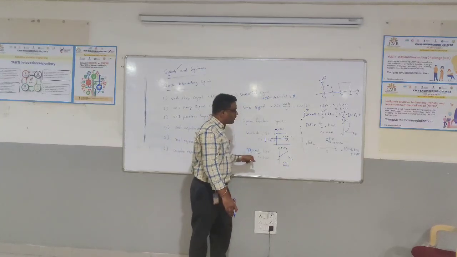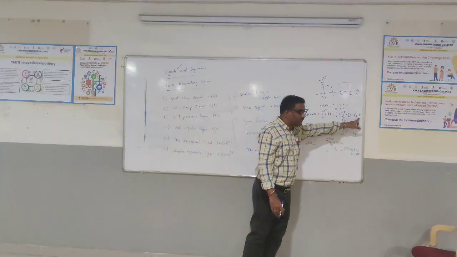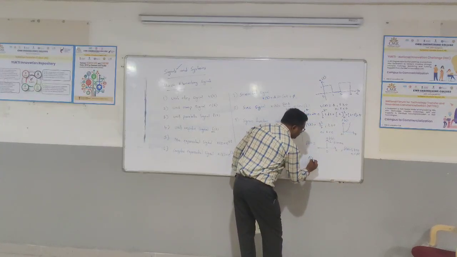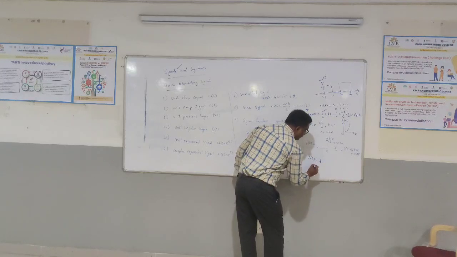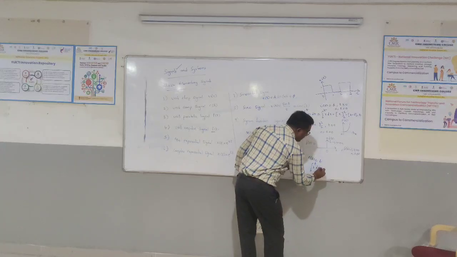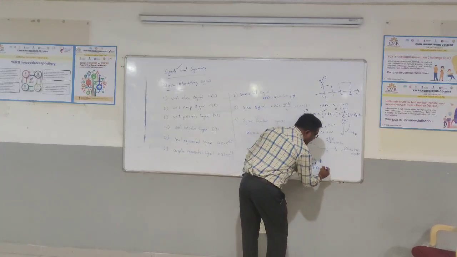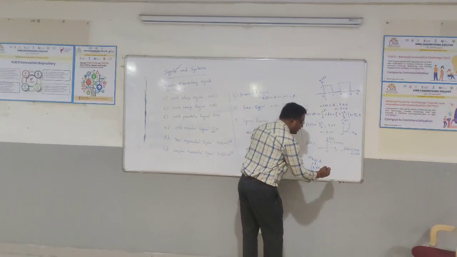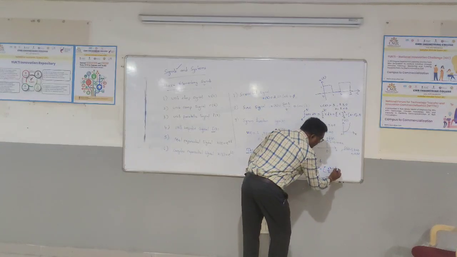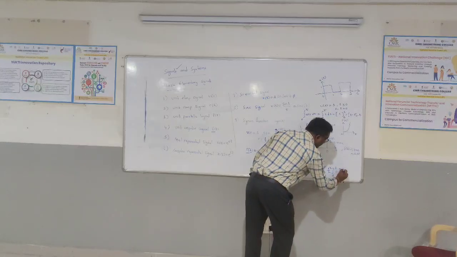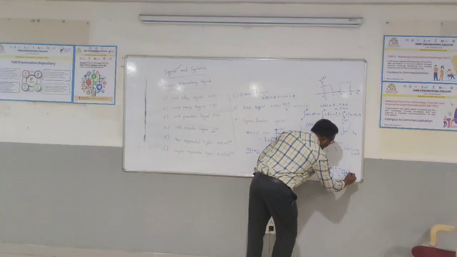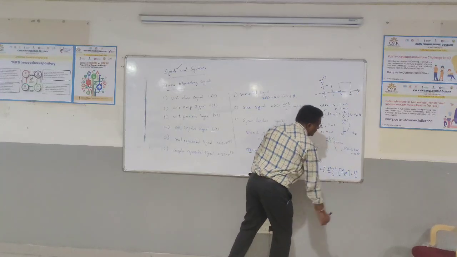Then if you perform integration again for the r(t) signal, where r(t) is equal to t, you integrate t with respect to dt with the limits 0 to t. For t, the integration is t square by 2. If you put in the limits 0 to t, we get t square by 2 minus 0 by 2. We will get t square by 2.